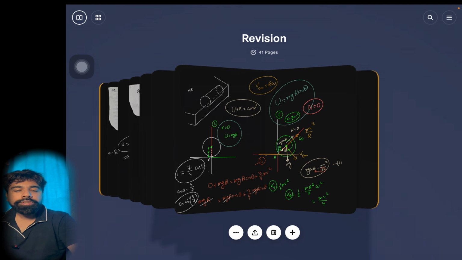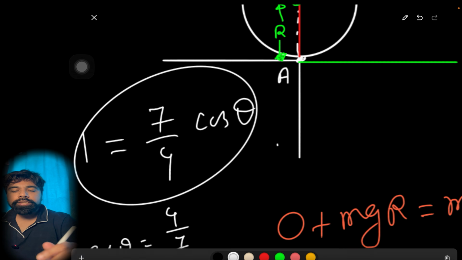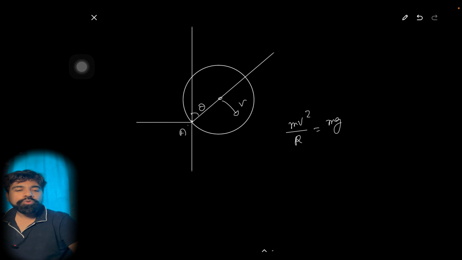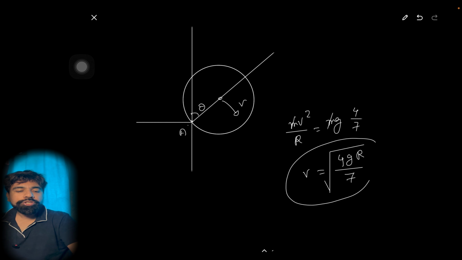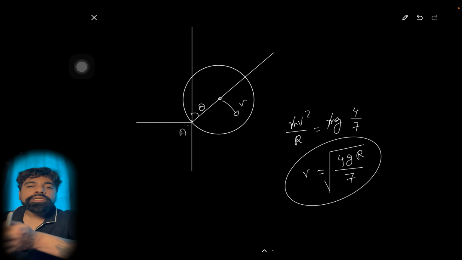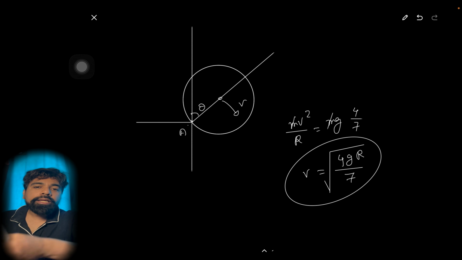But cos theta, we just calculated as 4 by 7. So I'll put the value of cos theta equal to 4 by 7. So if I put it here, we cancel the mass. So v square is coming as 4gr by 7. Our target is calculation of v. So v is root under 4gr by 7. So this is the velocity of the center of mass when the cylinder has rotated by an angle theta and is on the verge of losing contact.